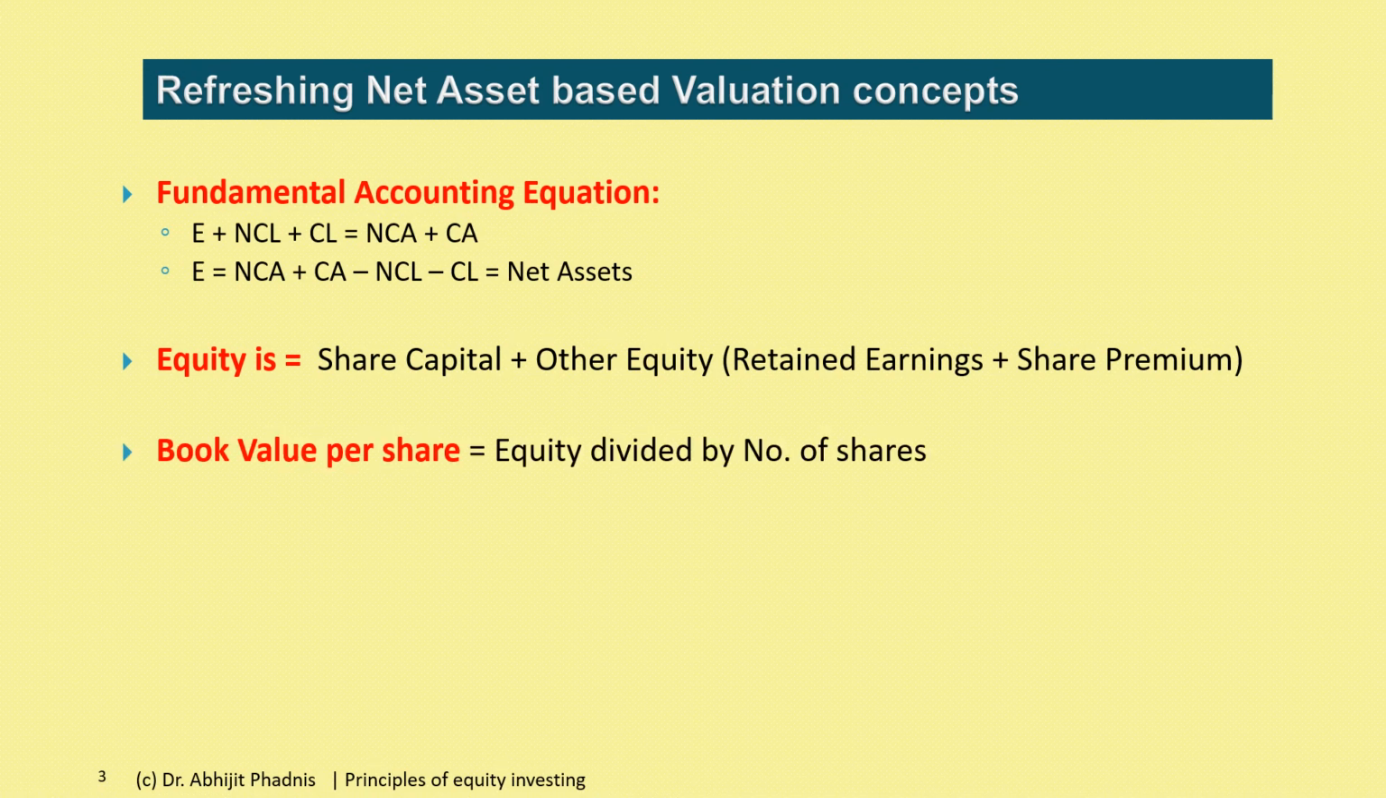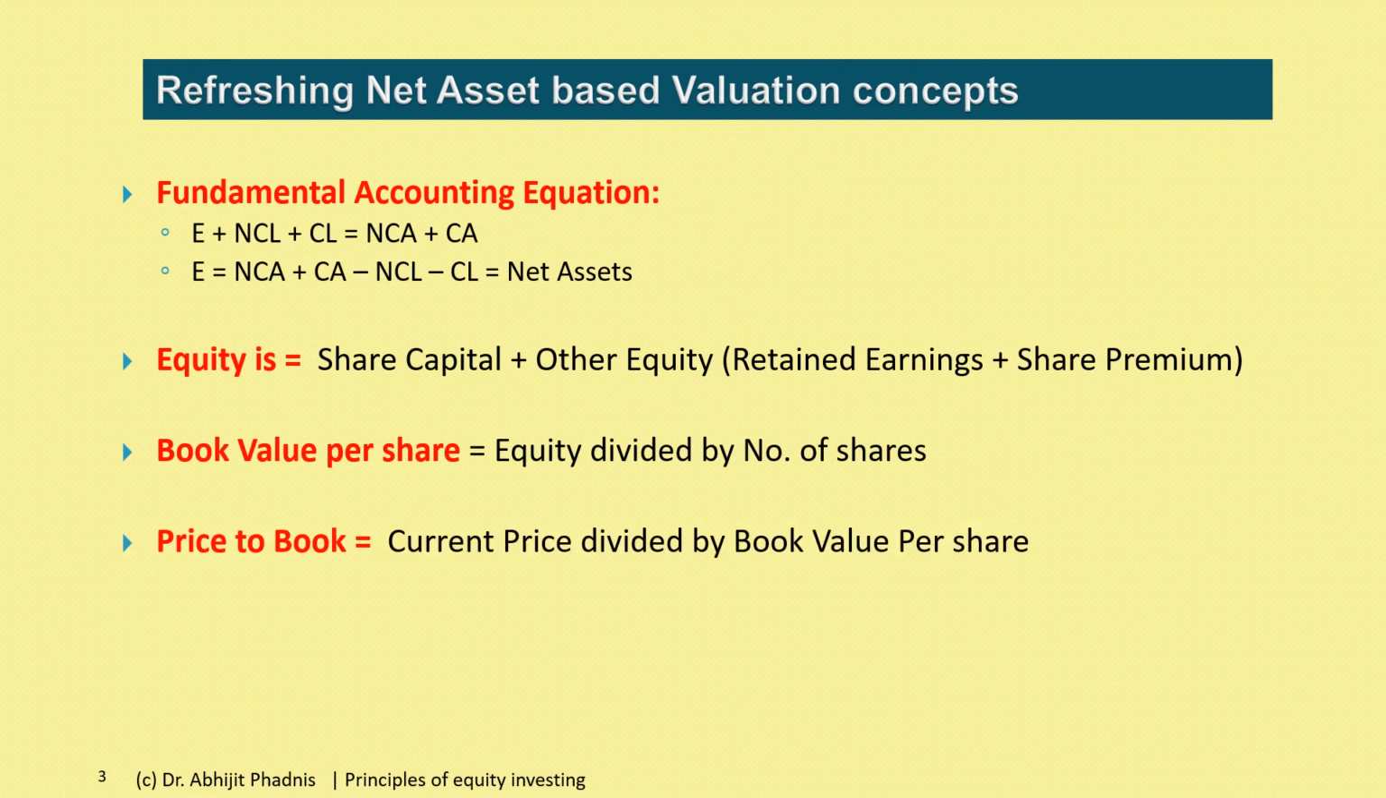Book value per share. So how do we get book value per share? We derive book value based on the equity number that we just now talked about. So equity divided by number of shares will give us the book value per share. And then we can calculate the price to book. Whatever is the current price divided by the book value per share will give us an idea about price to book.